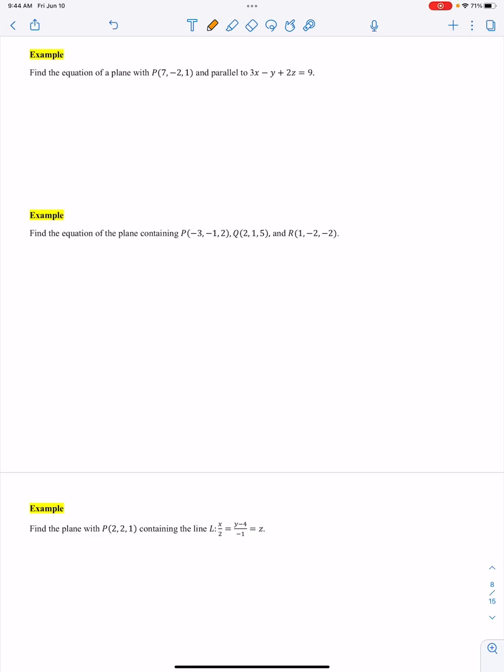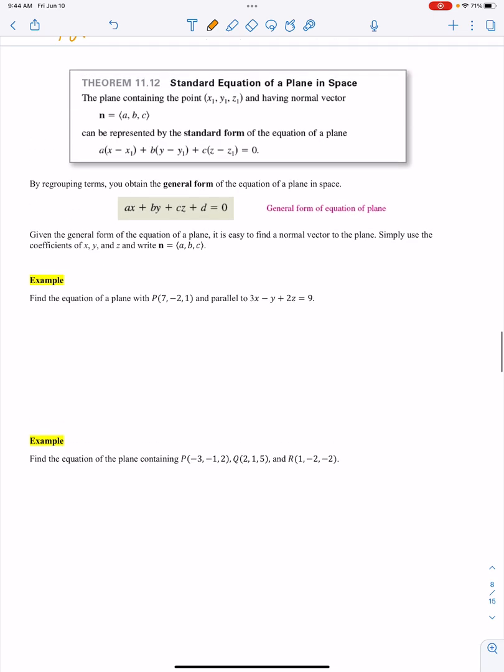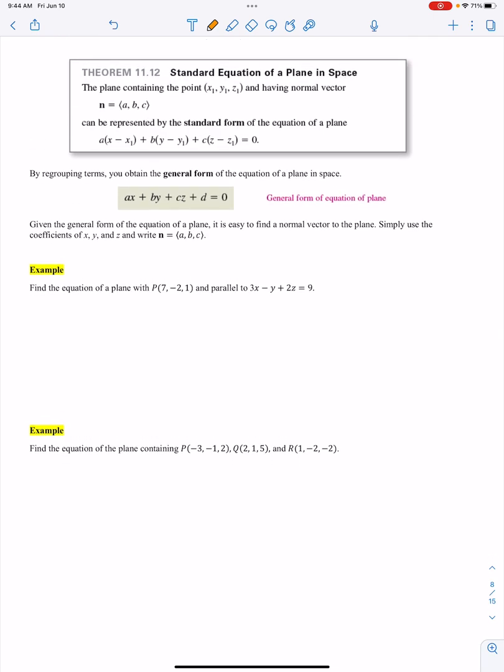In this video, we are going to continue our discussion of 11.5, working some examples of planes. All right, so starting off, we have our general equation of a plane here. If you need the reminder, it is there. So this first problem says, find the equation of a plane with points.